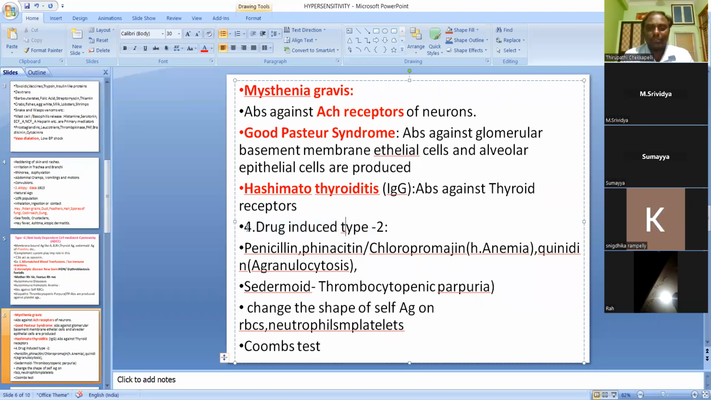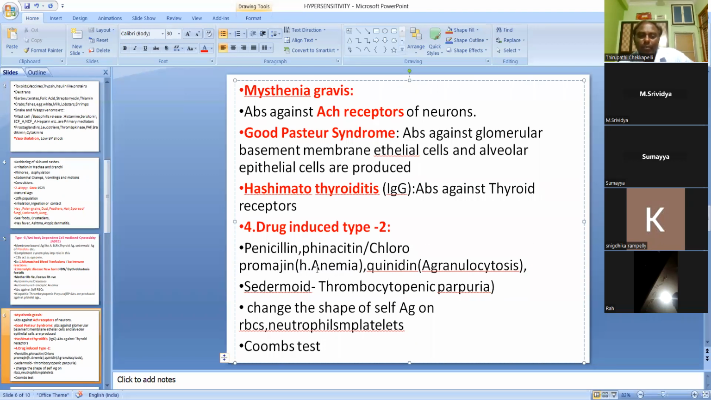So some drugs, due to continuous usage of some drugs, they modify some antigens which are present on our own cells. So drugs like penicillin, phenacetin, or chlorpromazine, which cause hemolytic anemia, pyridine, agranulocytosis, and sedormid acting on thrombocytes or platelets, so that causes thrombocytopenic purpura.